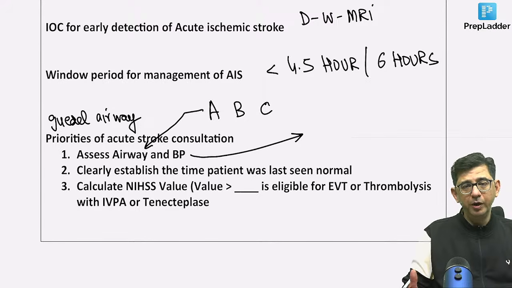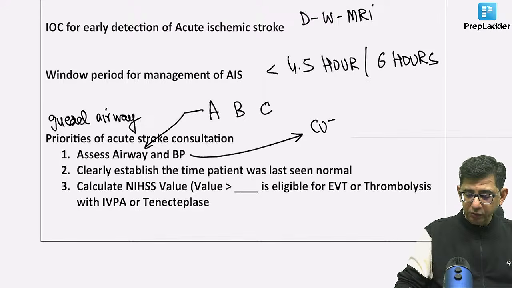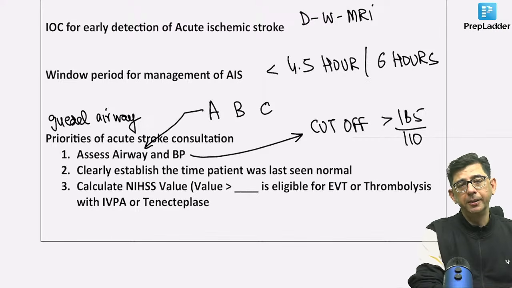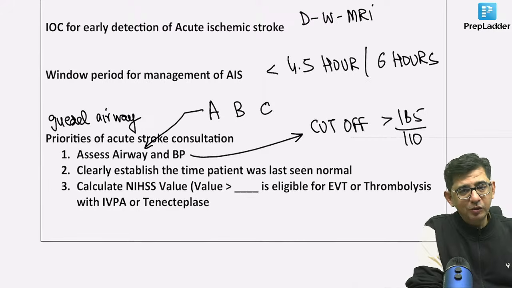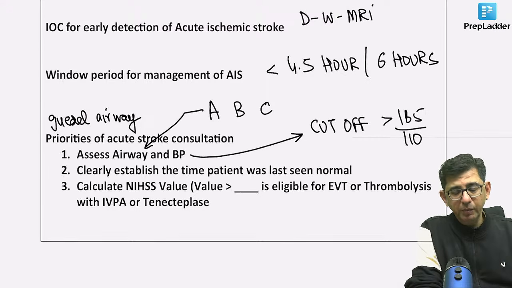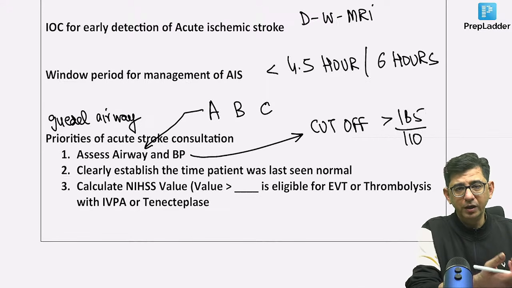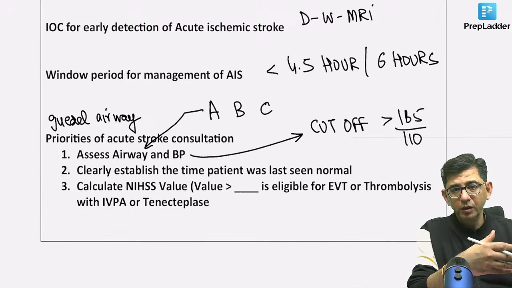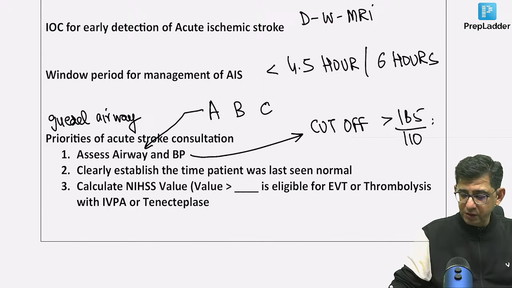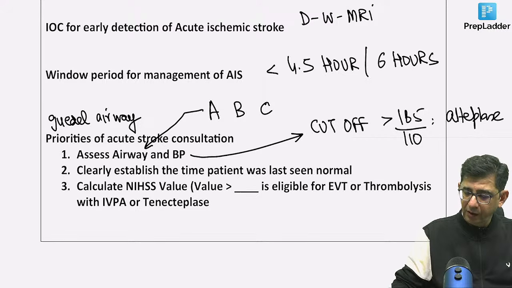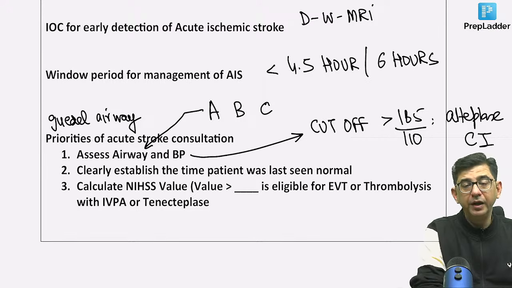Then here it is the blood pressure value. The cutoff to be remembered is more than 185 by 110. If the blood pressure is elevated, we will not thrombolyze, because one of the biggest side effects of thrombolysis is bleeding. So if the blood pressure is elevated, we will lower the blood pressure by using labetalol or nicardipine. First we have to lower the BP. If the cutoff is this, then thrombolysis, that is alteplase, is absolutely contraindicated.